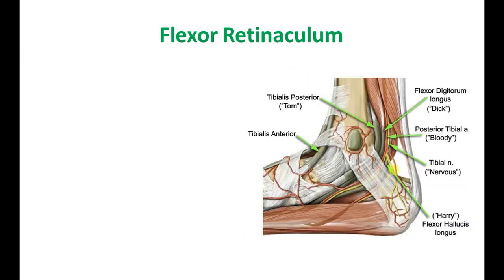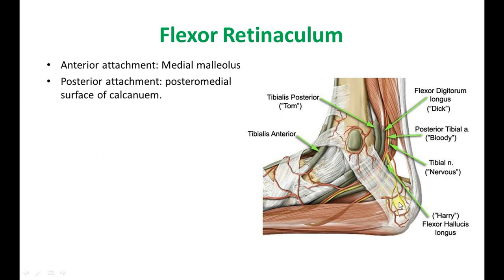The next one you are able to see here is the flexor retinaculum. Posteromedially, you are able to see the flexor retinaculum. Structures from the flexor compartment of the leg muscles are going to pass under it. Anteriorly it is attached to the medial malleolus and posteriorly to the posteromedial part of the calcaneum bone. So that is the extent.